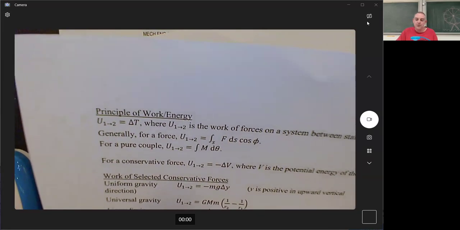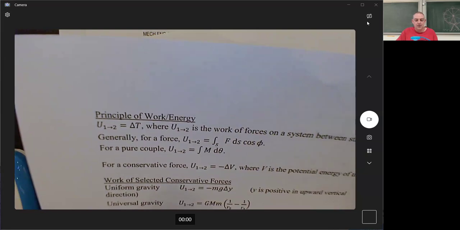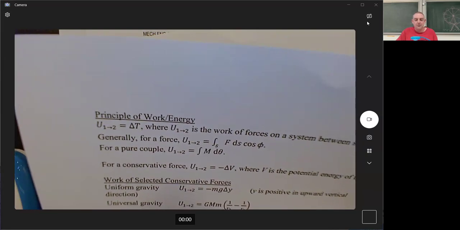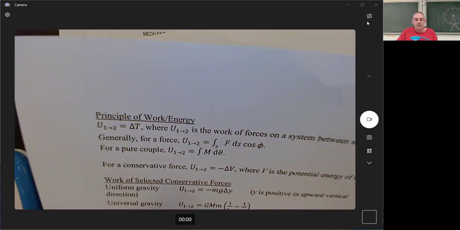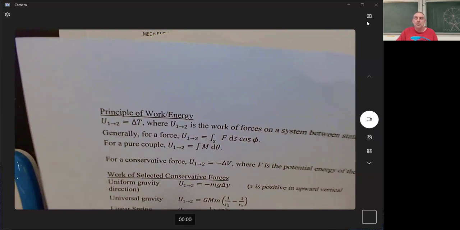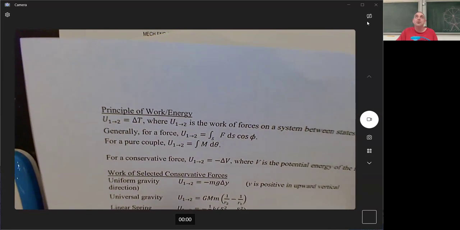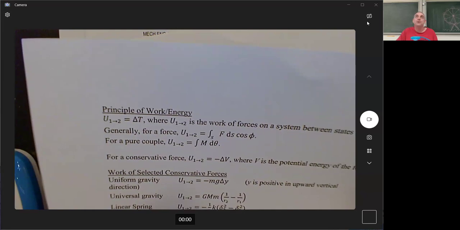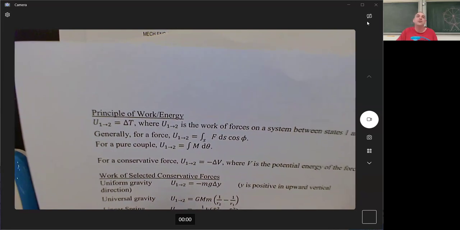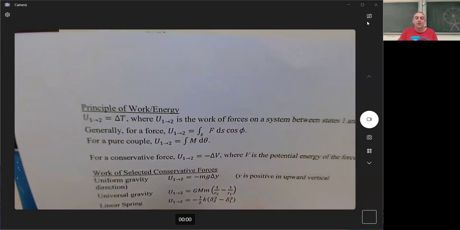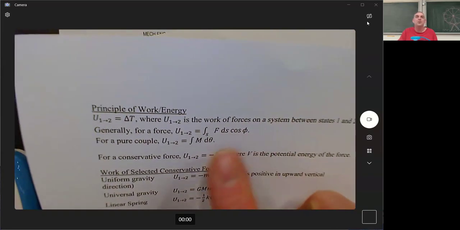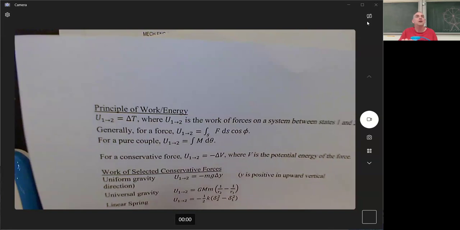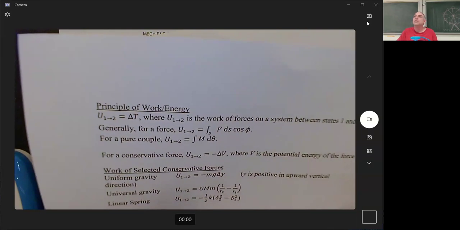And the work of the forces is basically the force times the distance it moves. The force causes the thing to move in the direction the force is facing, which is what the cos theta is about. That's the cos phi. That's the angle between the direction you're moving and the force at the moment.